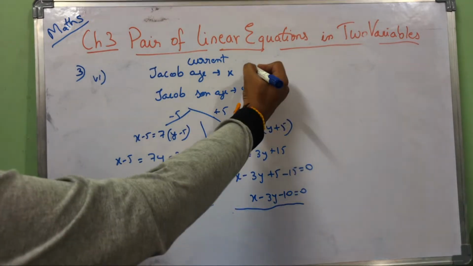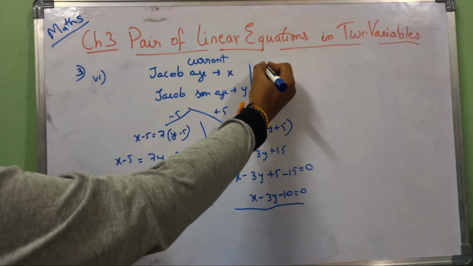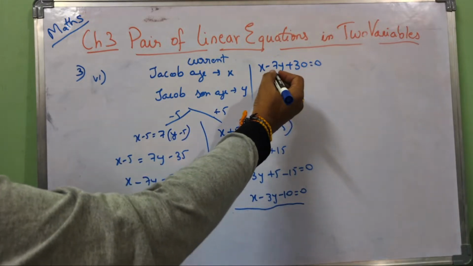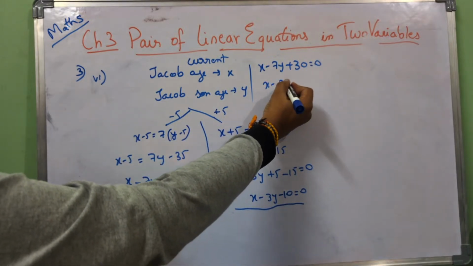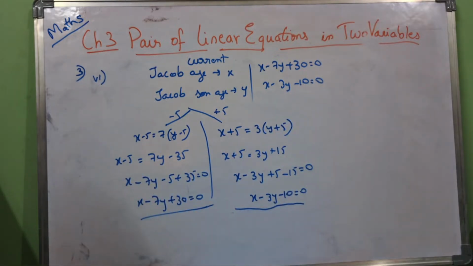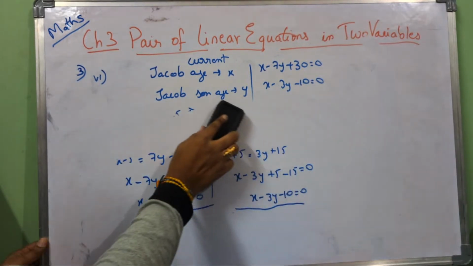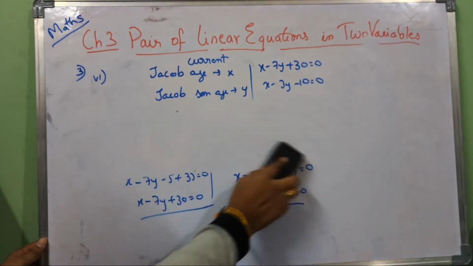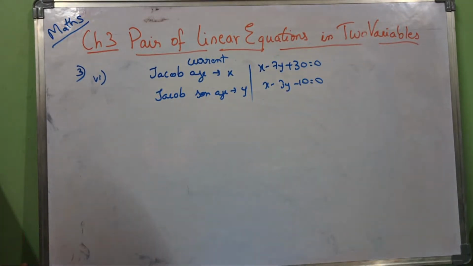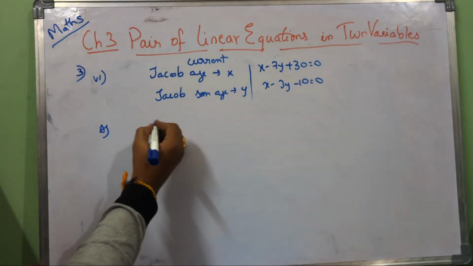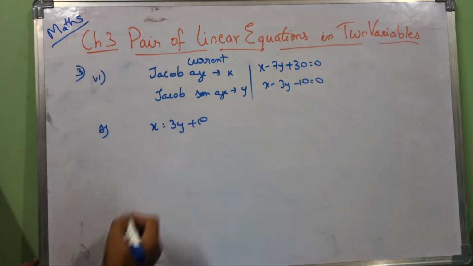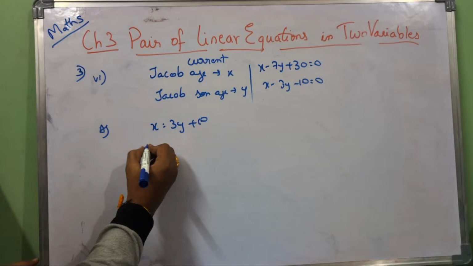So just write the equations once again here. x minus 7y plus 30 equal to 0. The same way, x minus 3y minus 10 is also 0. Solve it using the substitution method. So the same way, I'm using the second one now to convert x into y. That is, x now becomes, if you move it to the right side, 3y plus 10. Substitute this in the first equation.